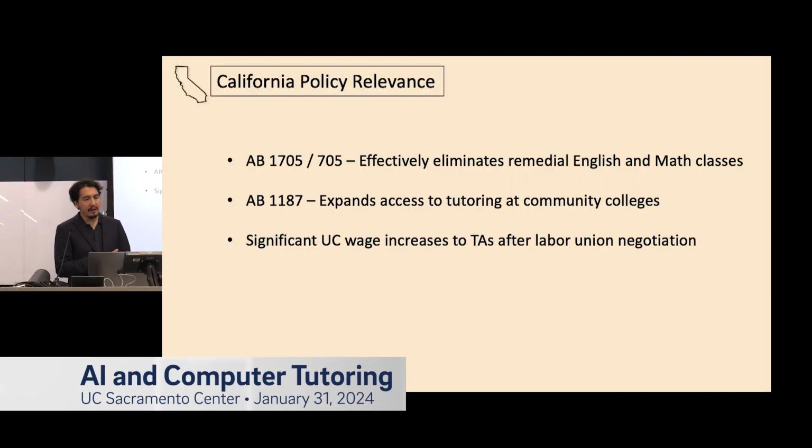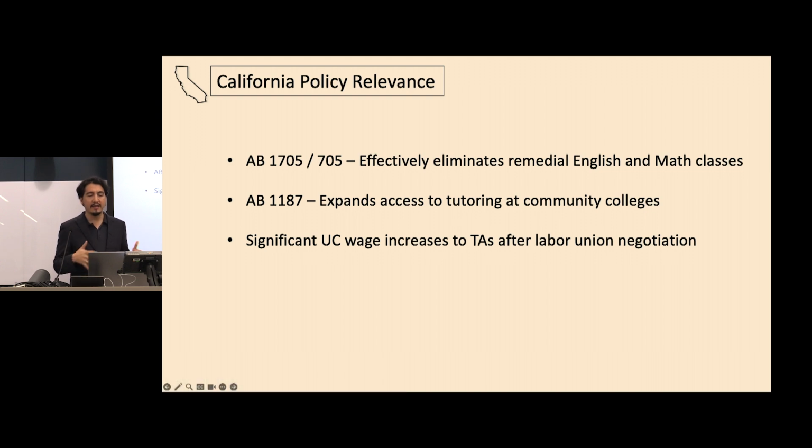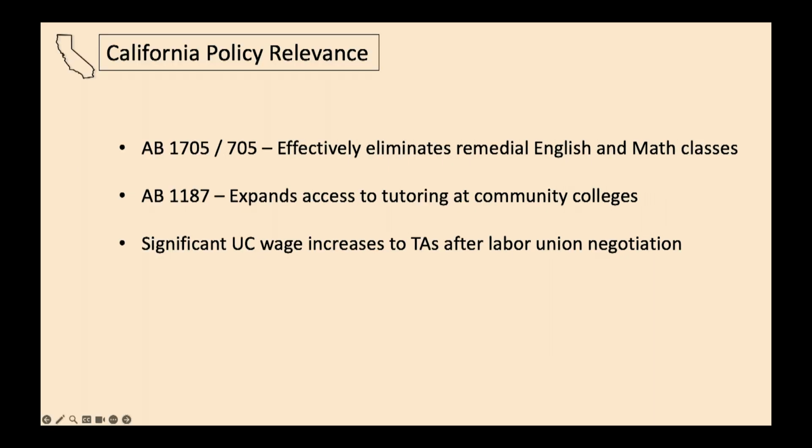Okay, relevance to California policy here. AB 1705 and AB 705, which 1705 builds off of, effectively eliminates remedial English and math classes at community colleges. The idea here is students shouldn't be taking courses that have no chance of transferring to a 4-year school. And the research also shows that if you started in a remedial class versus you went right into the standard transferable course class, you do not end up catching up, right?